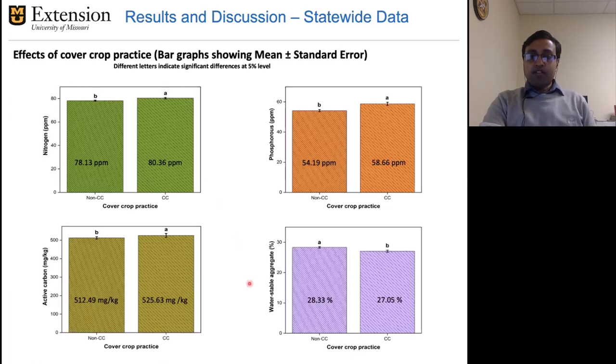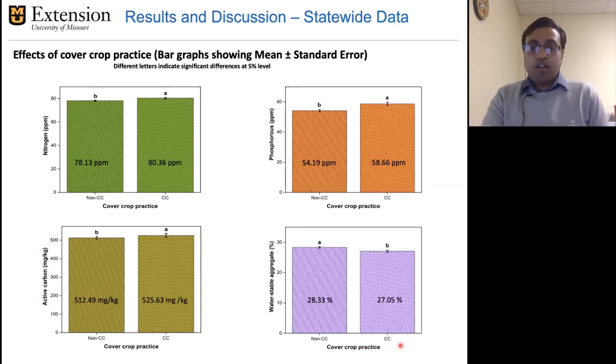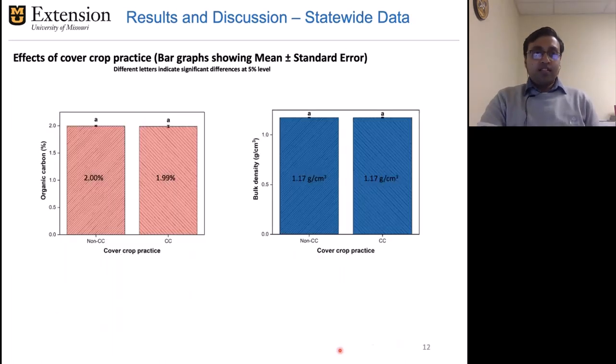But another unexpected result is that water stable aggregate is less for cover crop practice. That could be a result of other factors like soil type or tillage or other agricultural practices. This is really unexpected, because we always expect that when we apply cover crop, we will have higher water stable aggregate. We can see here organic carbon and bulk density.